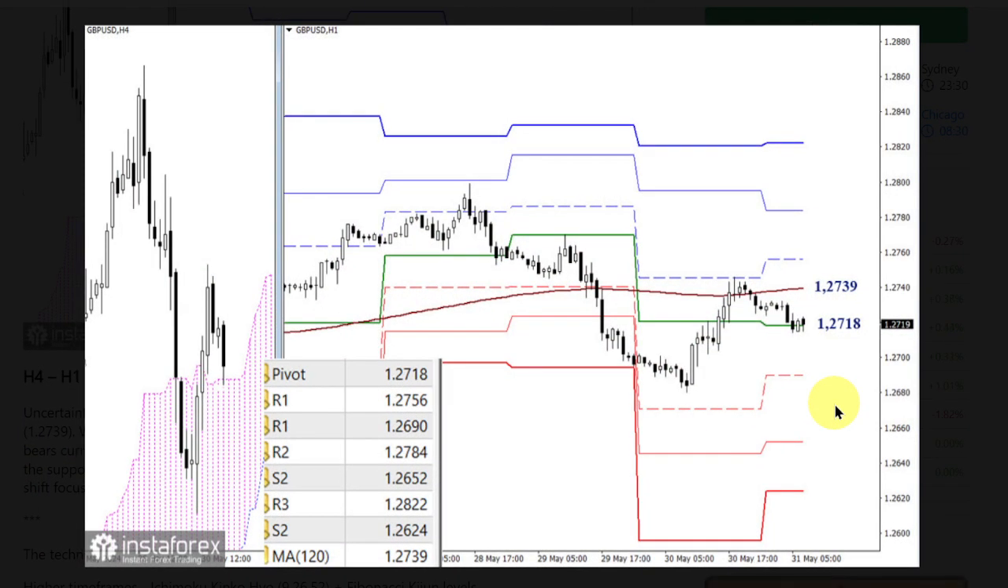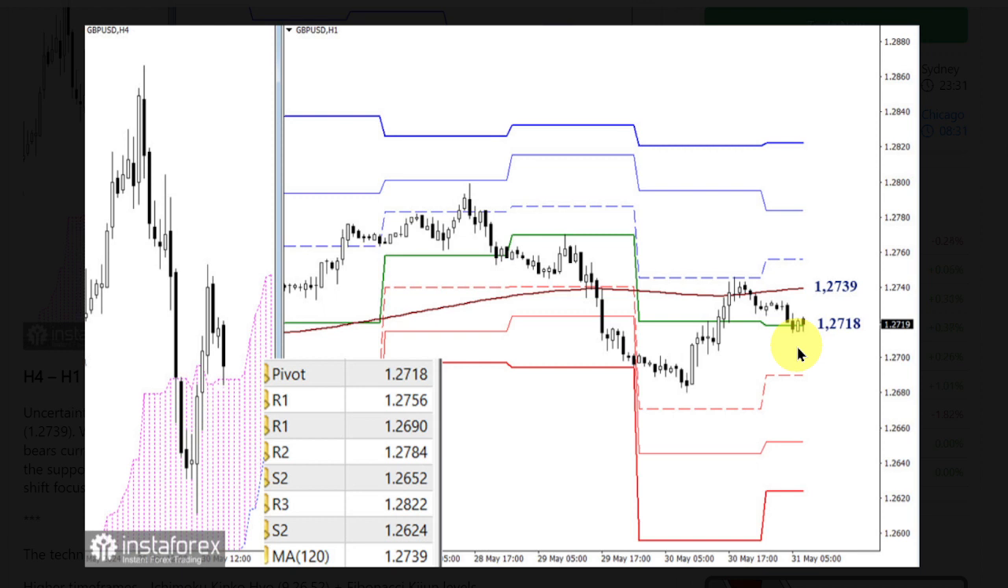Uncertainty dominates on the lower timeframes. The weekly long-term trend holds a horizontal position, 1.2739. We can take note of some advantages based on the price's position relative to the trend. The bears currently have the advantage, as the pair is trading below the trend.